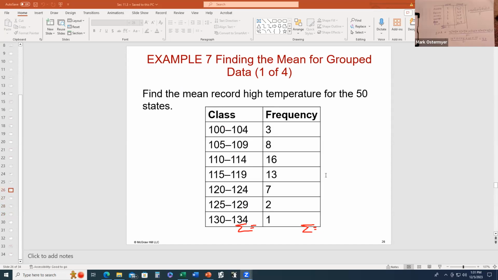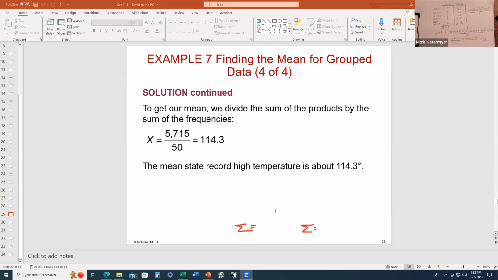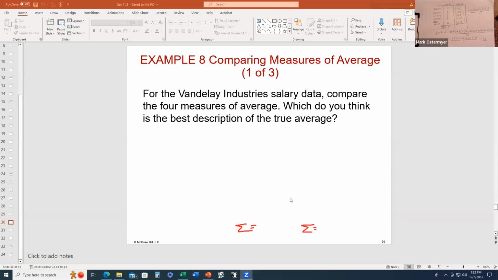And these were temperatures. Yeah, the mean record. Find the mean record high temperature for the 50 states. And so that's why the frequency adds up to 50, because there were 50 states here. See that? So the mean record high temperature was 114.3 degrees. Wow. That's a high temperature. Okay, that's what they got.